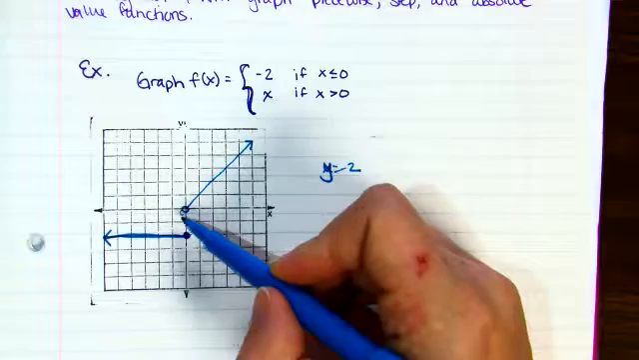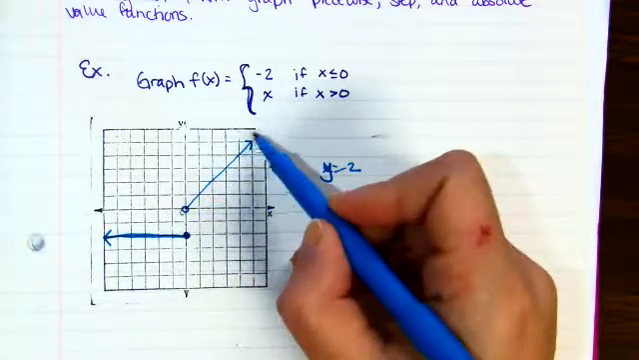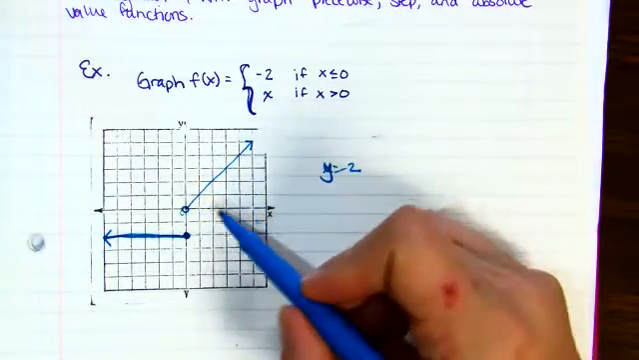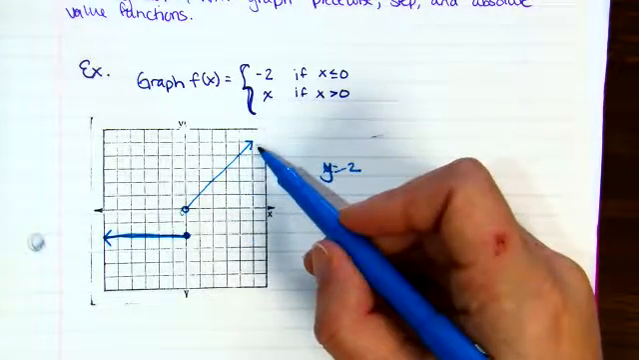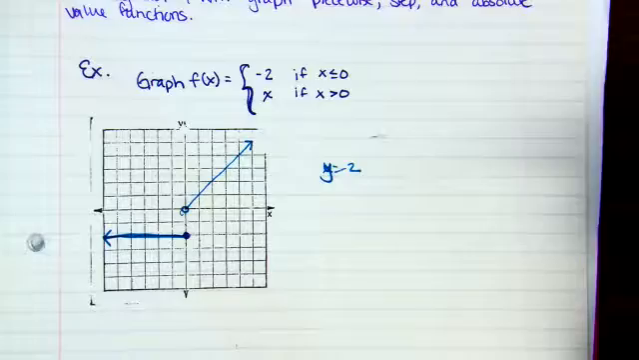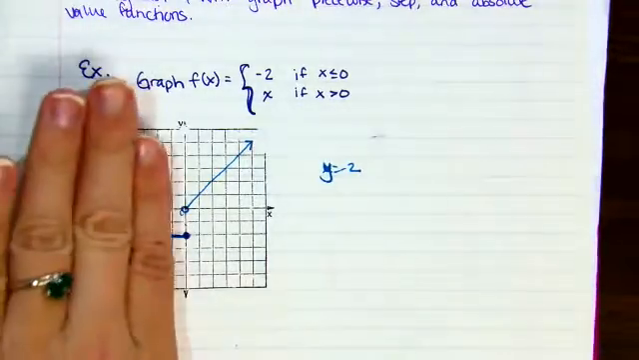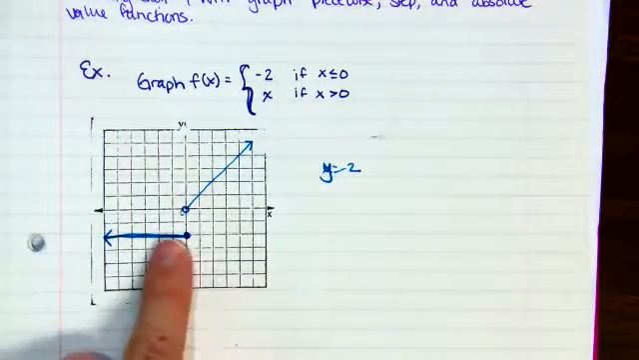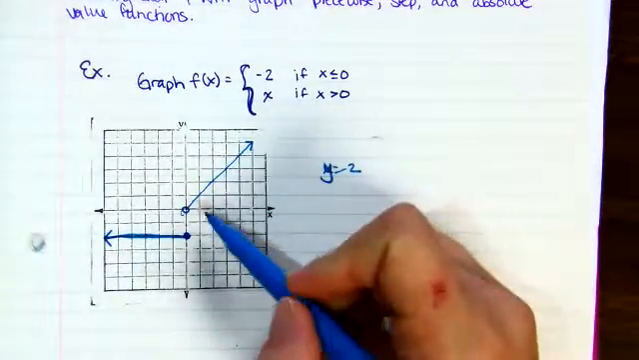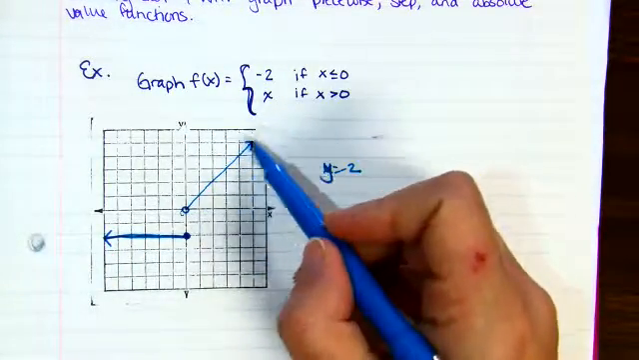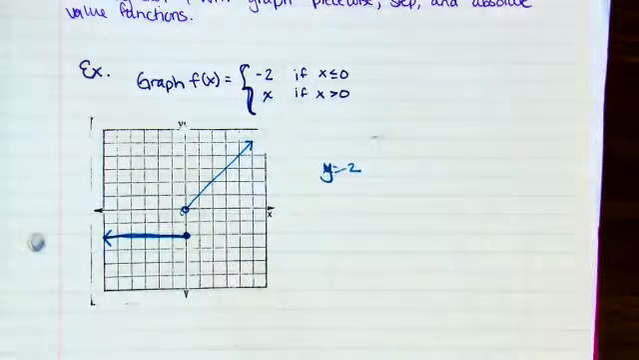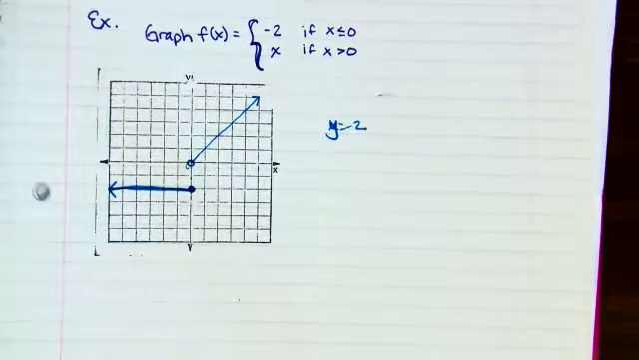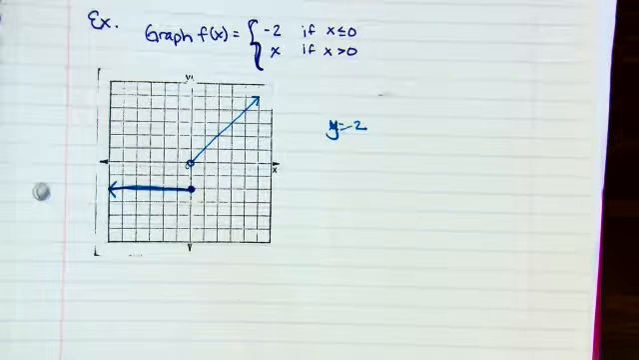So I need to have an open circle for the top piece and have the arrow pointing up, because then as I go in this direction, I'm going to have just a slope of 1. And this is what my piecewise function will look like. So when x is less than 0, the -2 applies. When x is greater than 0, the f of x equals x applies. So this is one possibility for a piecewise function.